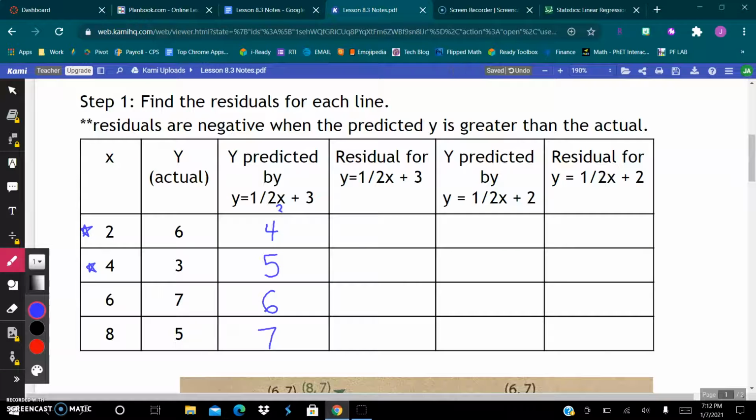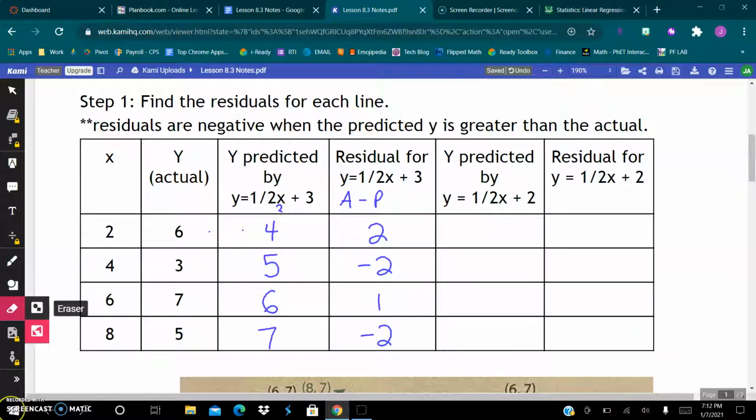And then remember, for residual, we have to take the actual and subtract the predicted. So I have 6 minus 4, which is 2, 3 minus 5, which is negative 2, 7 minus 6 is 1, and 5 minus 7 is negative 2. So that's all for the 1/2 x plus 3 equation.